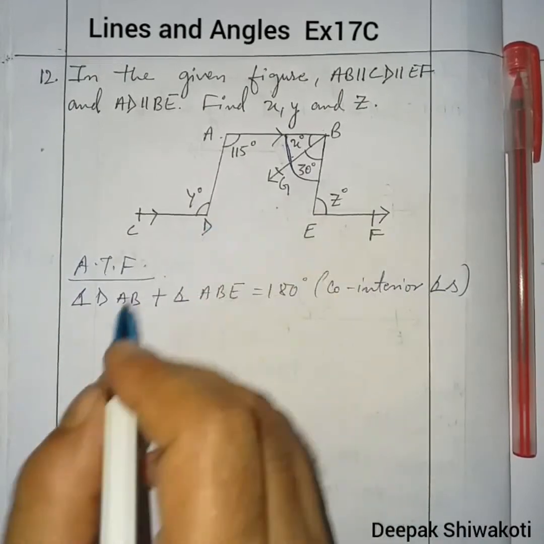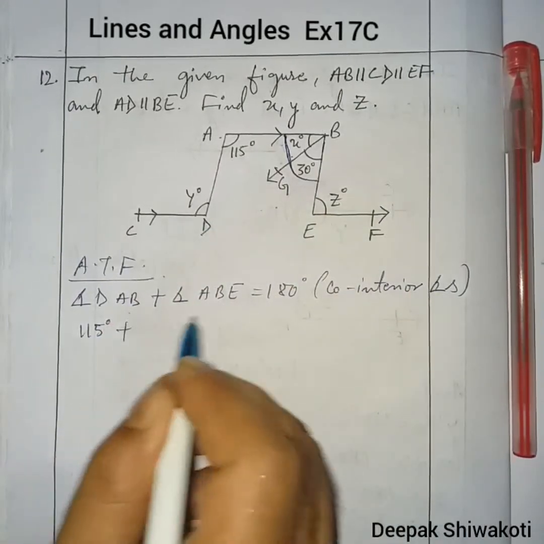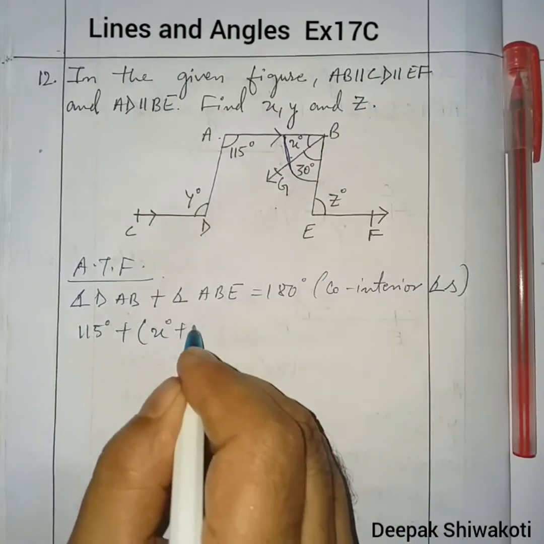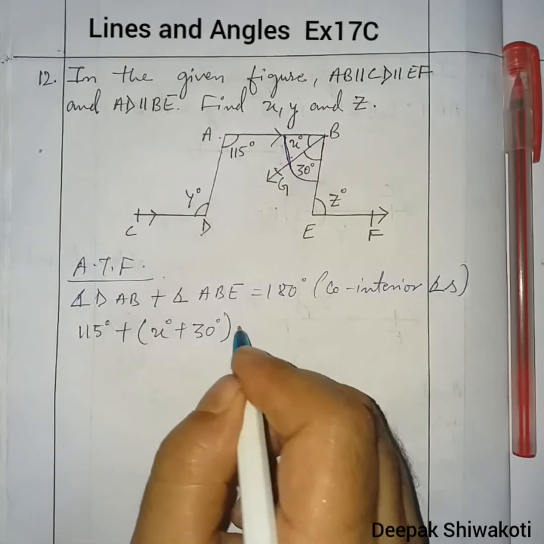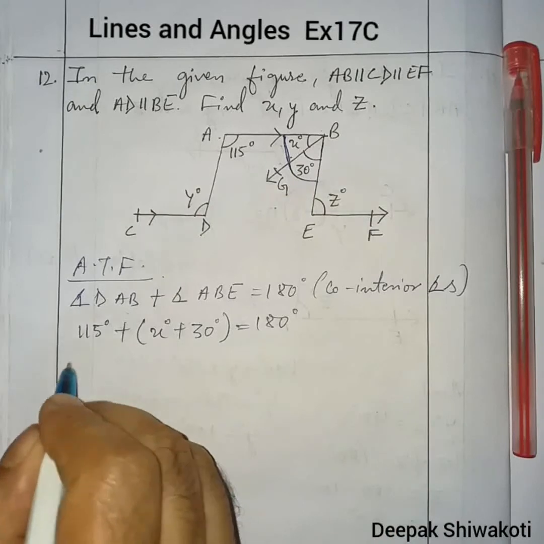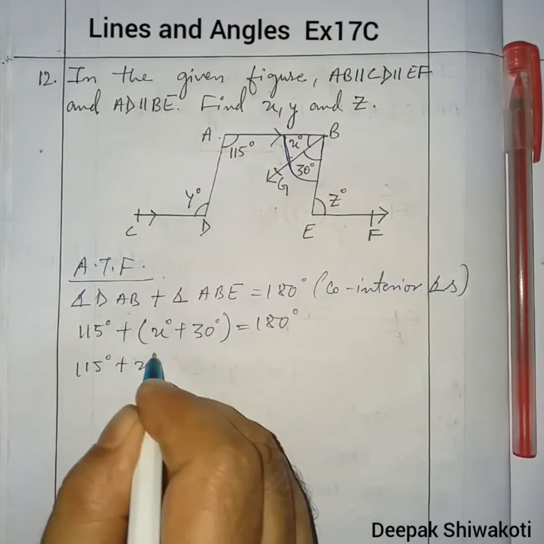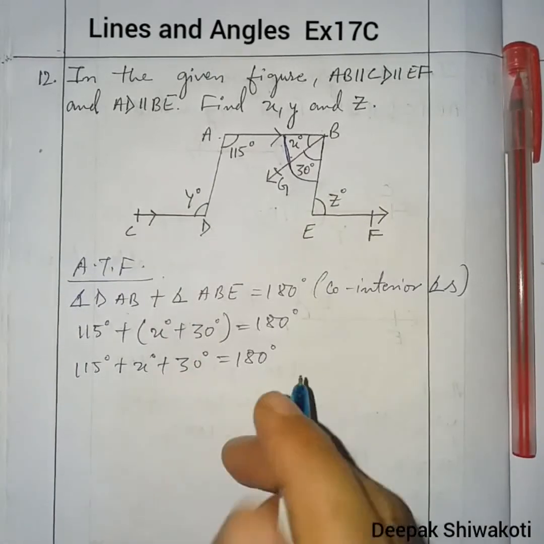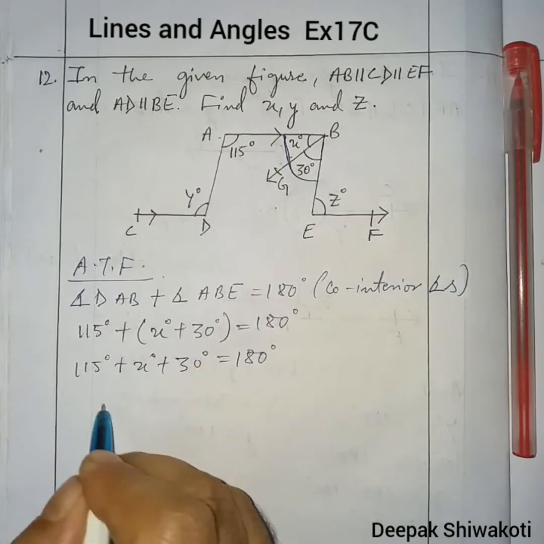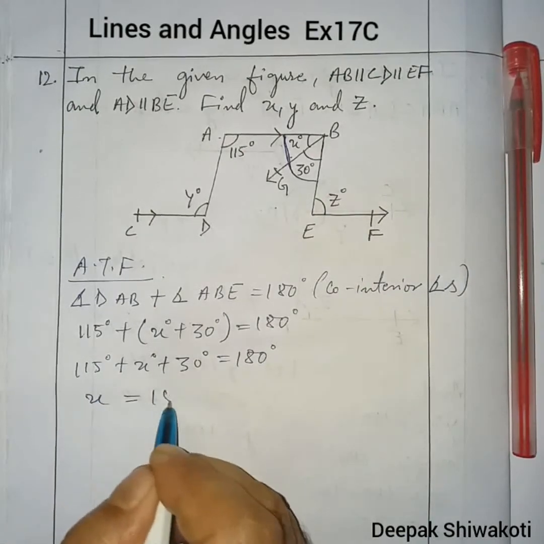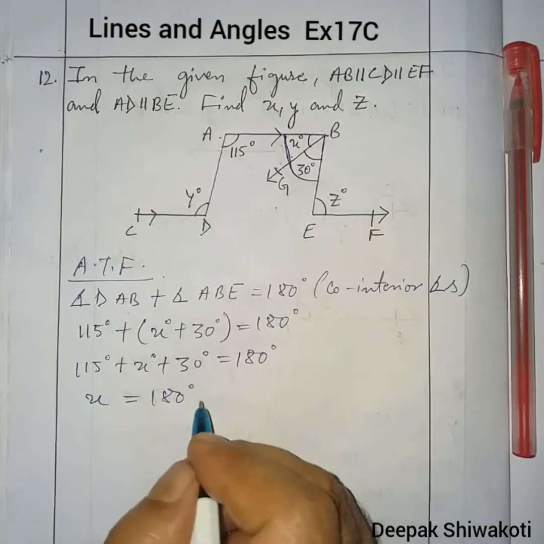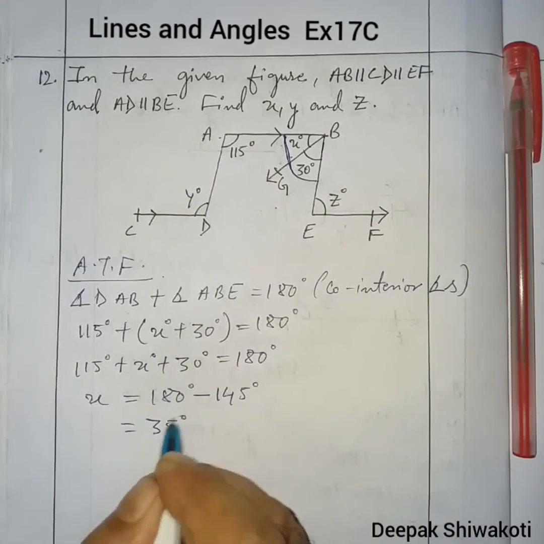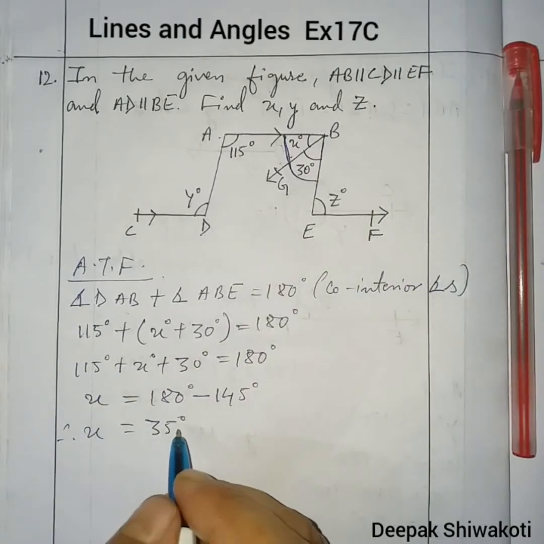This one is equal to 115 degree, and this one is the sum of these two, x plus 30 degree. 115 plus x plus 30 is equal to 180 degree. So we'll solve for x. X will be equal to 180 minus the sum of these two, that is 145. So x we have got as 35 degree.